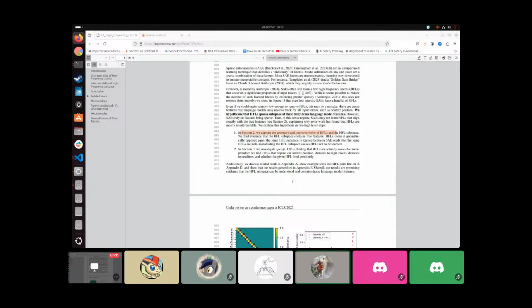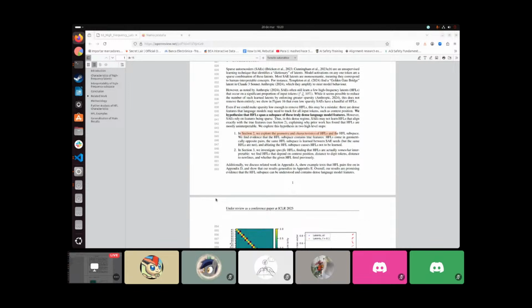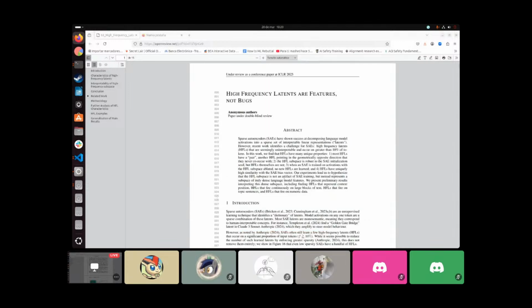If I understood correctly from looking at the intro again, these high frequency latents seem to be referring to the polysemantic neurons. And then when they're talking about how these are better at describing the dense spaces. No, this is basically okay.